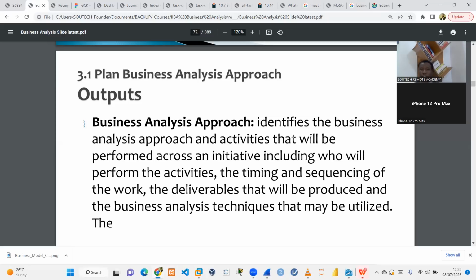Are we together? So we have input. What's the input to plan business analysis approach? Need. We must have a need before we start planning. Once we've had a need, what are the elements? We have to run those techniques. What do we have at the end of the day? We now have an approach document that tells us how we identify, who performs the activities, the timing and the sequence of work that we need to do, and of course, what deliverables we're going to produce at the end of the day.